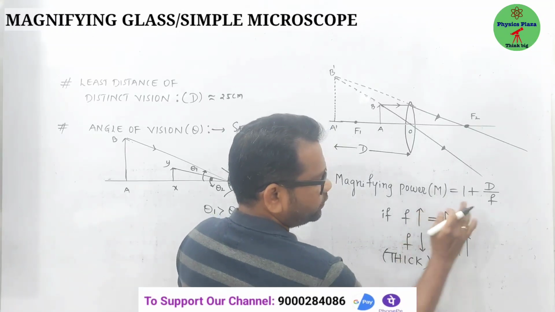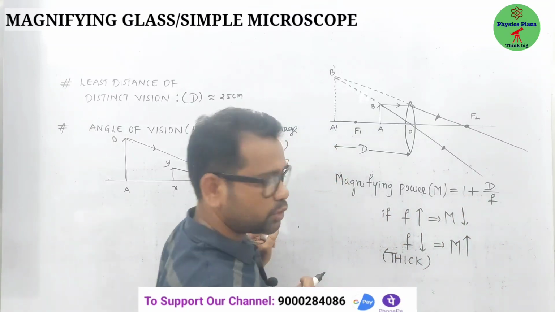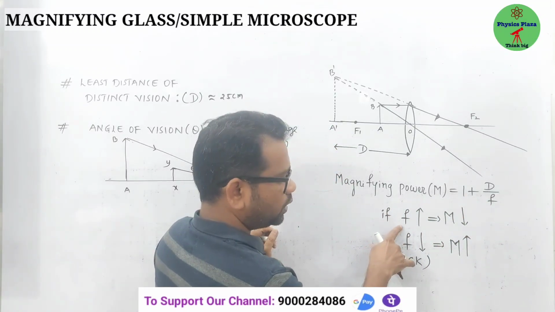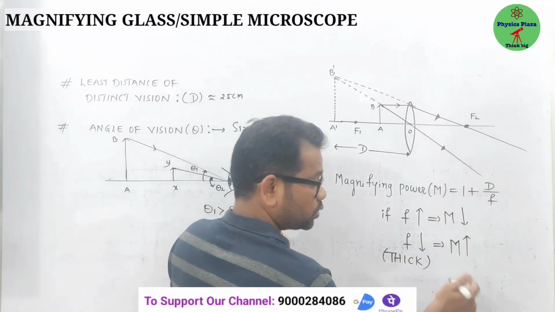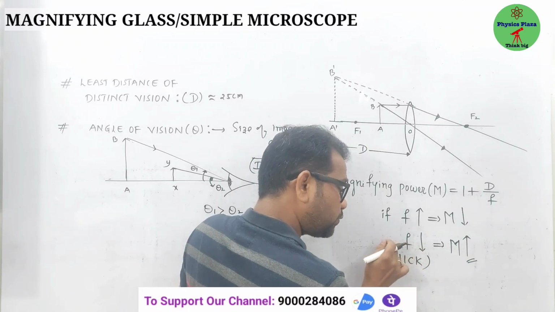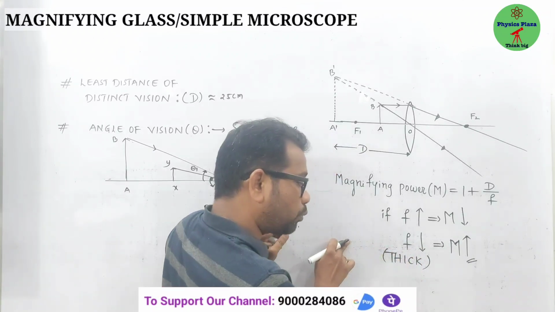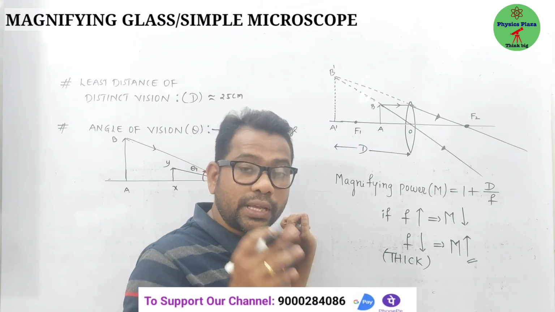So look at here. Anyhow, one remains constant only. These two are inversely proportional to each other. Which means what here? If focal length is more, magnifying power is less. If focal length is less, magnifying power is more. So we want more magnifying power, right? So we should use a lens with a less focal length. Less focal length, more power. More power means thickness should be more. Is it clear? So in exam, they may ask a question.